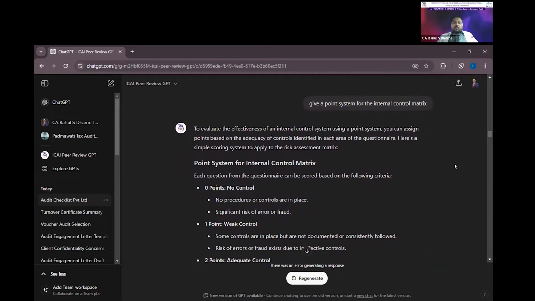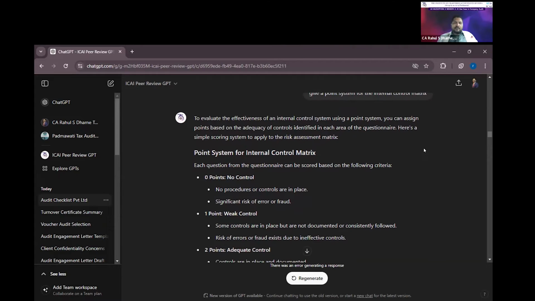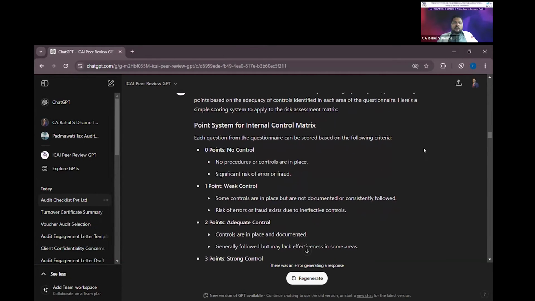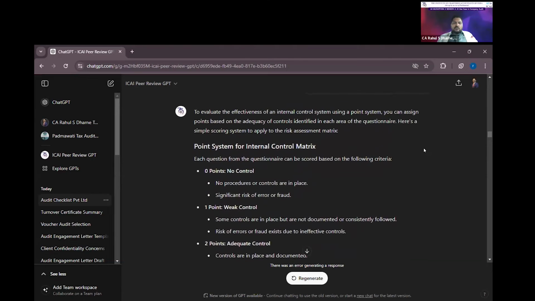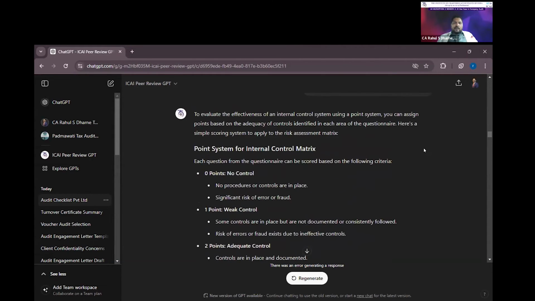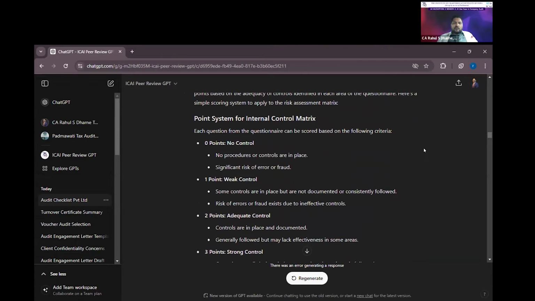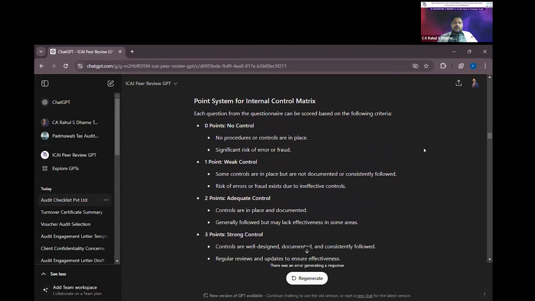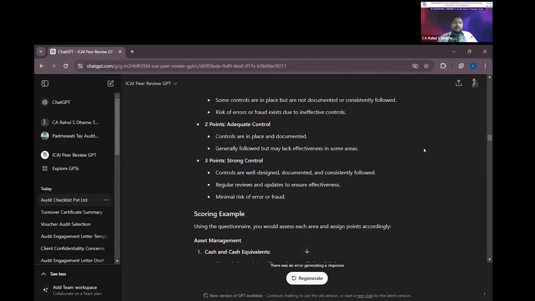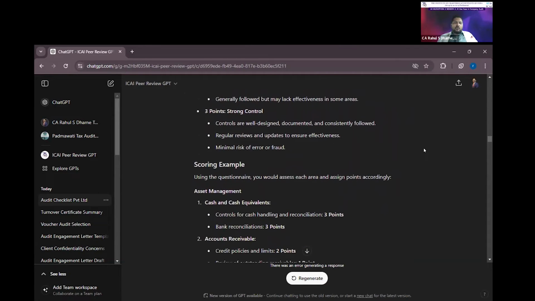So we have given a prompt: give a point system for internal control matrix. It has given us the internal control matrix. It has shown us the point system for the internal control matrix. Here are the details about the internal control matrix. It has assigned 0 points for no control, 1 point for weak control, 2 points for adequate control, 3 points for strong control.